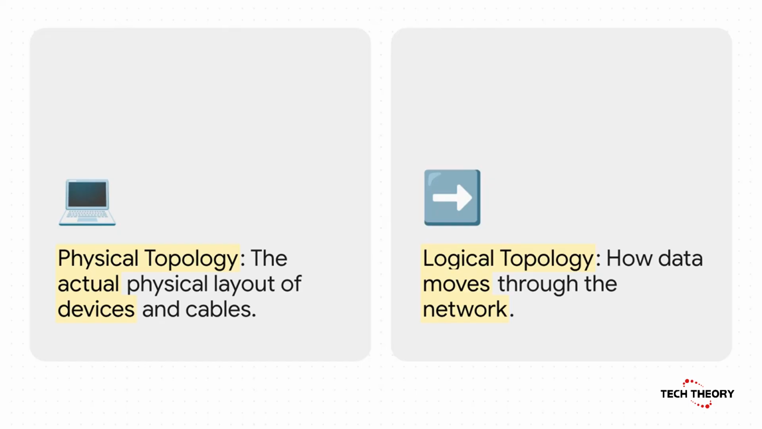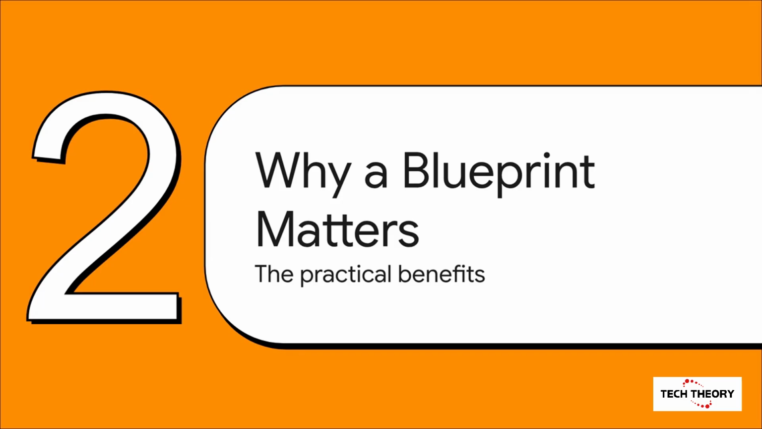And that brings up a really crucial point. There's a big difference between the physical topology and the logical topology. The physical one is what you can actually see and touch, the wires, the routers, where everything is literally plugged in. But the logical topology, that's how the data thinks it's moving. It's the digital path the information takes, which might be totally different from the physical layout. It's like having a map of all the roads, but the traffic laws tell you which ones you're actually allowed to drive on.